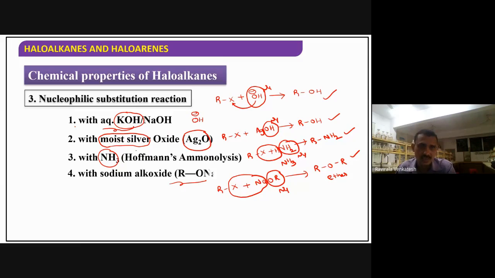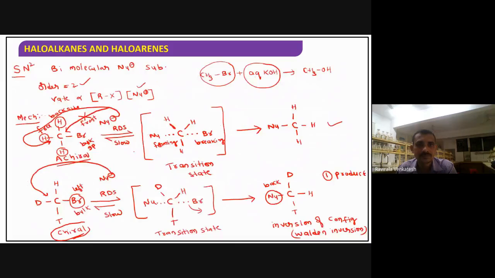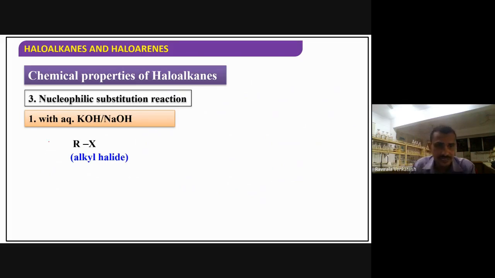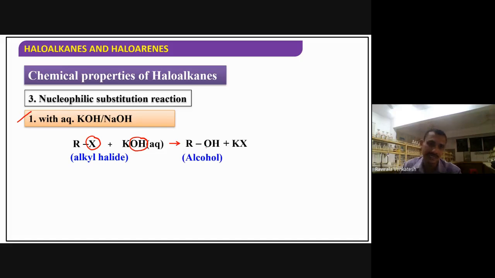We have already discussed nucleophilic substitution reactions in the last class. Now let me see what happened. If I take the first one, an alkyl halide reacting with aqueous KOH, what must the product be? In the place of X, we get OH. Correct or not? We are going to get alcohols, with the byproduct KX removed.